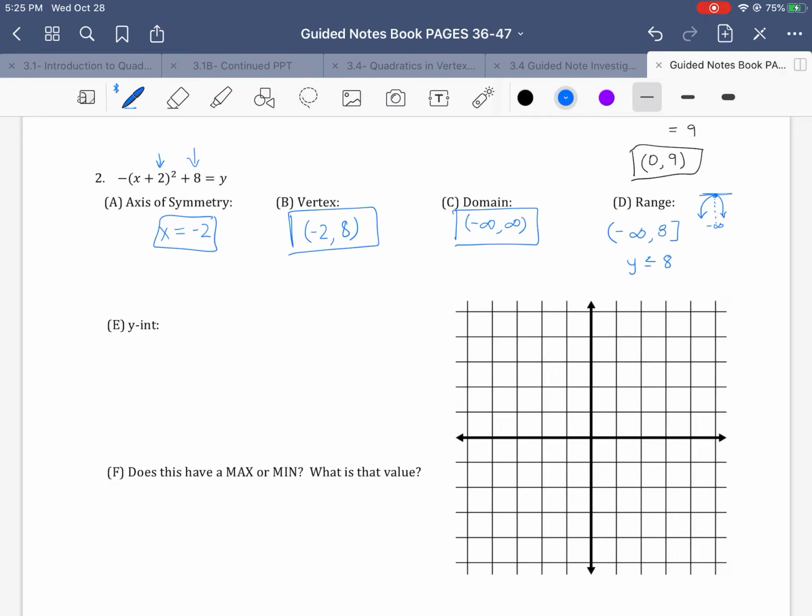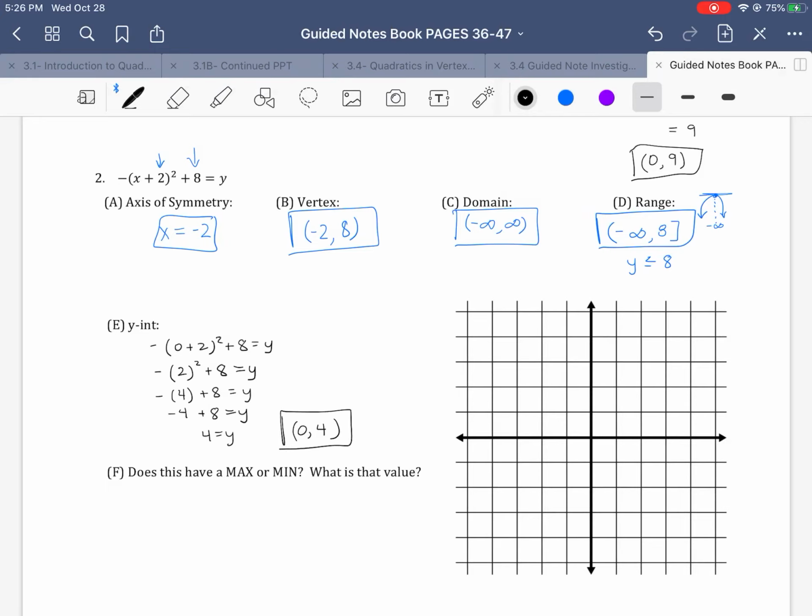Or again, y is always less than or equal to 8. Okay, the y-intercept, again, you're just going to put a 0 into your original equation for x. And remember, you can do this for any function. Anytime you want to find the y-intercept, just let x equal 0. So we simplify, that negative just keeps coming. 2 squared is 4. That gives us negative 4 plus 8 is a positive 4. So 0, 4 would be our y-intercept there.